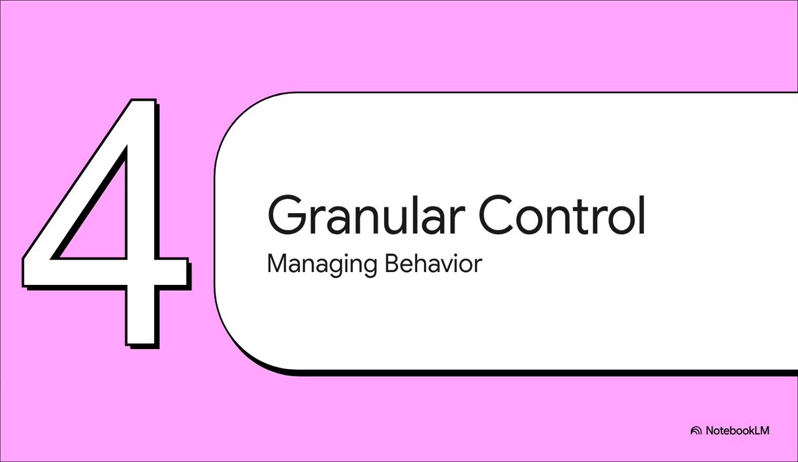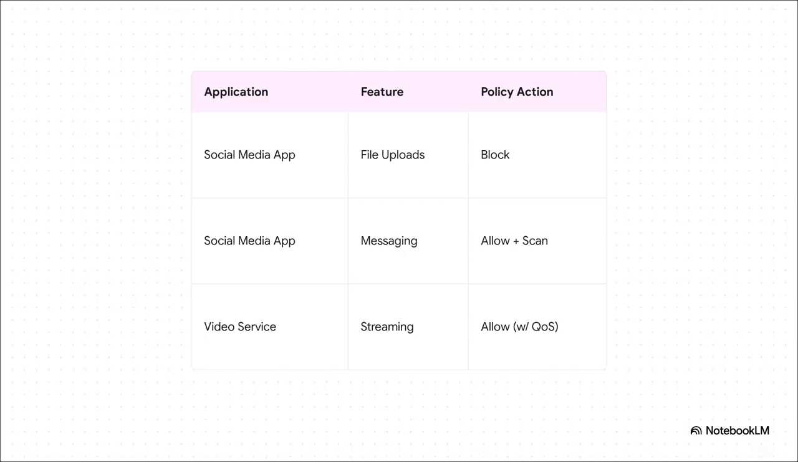This is what we call the power of granular control. Let's make this super real for a second. Think about a social media app. In the old days, your only choice was to block the whole thing or allow the whole thing. But with App ID, you can get incredibly specific. You could say, okay, employees can use the messaging feature, but we're going to block all file uploads because that's too risky. Or you could allow video streaming, but apply quality of service, or QoS, to make sure it doesn't suck up all your bandwidth. See? You're not managing the app anymore. You're managing features within the app. It's a total game changer.